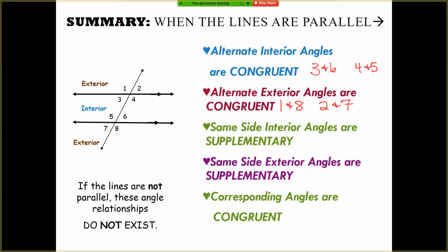Same side interior, so now on the inside of my parallel lines, same side of my transversal will be 3 and 5, 4 and 6. And those are supplementary. I can add them together to equal 180. Same side exterior would be supplementary. I could take those angles and add them to get 180. That would be angle 1 and 7, 2 and 8.